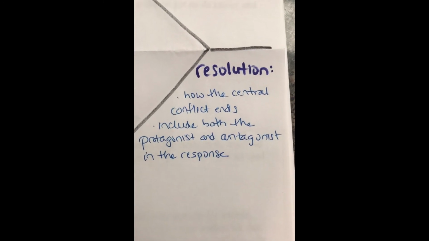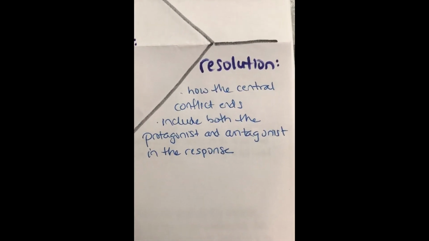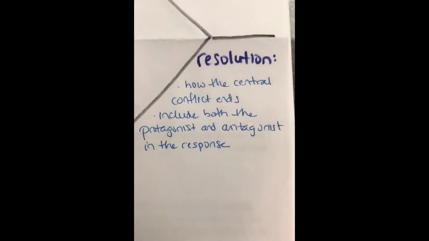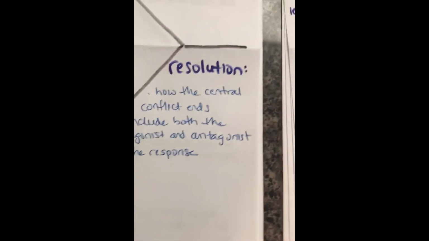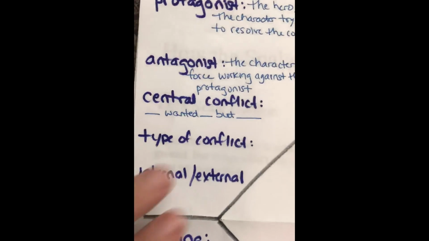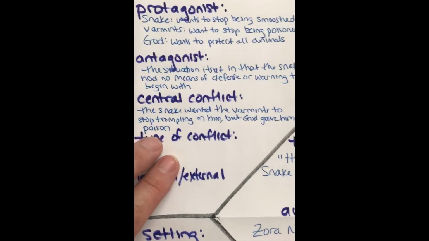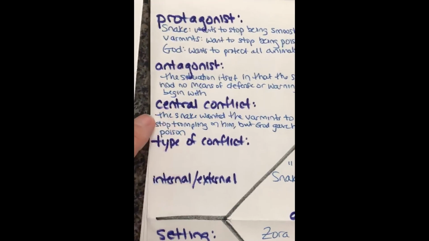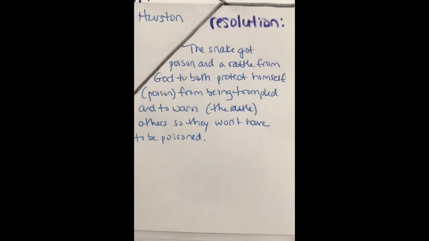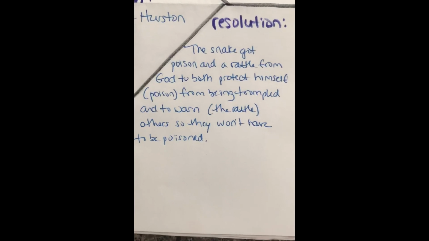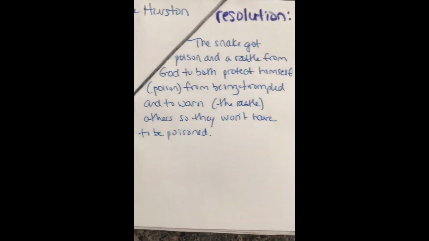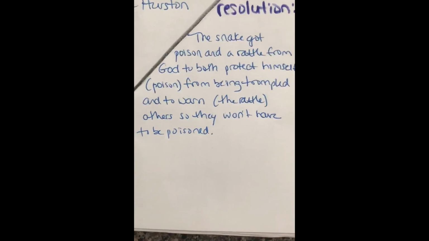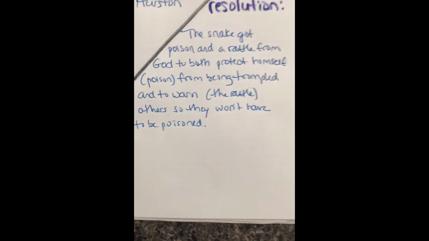Lastly, we have resolution. That's how the central conflict ends. Make sure you include both the protagonist and antagonist in the response. So look first back at our central conflict. Our central conflict for this story: the snake wanted the varmints to stop trampling on him, but God gave him poison. So how did this end? Well, the snake got poison and a rattle from God to both protect himself, with the poison, from being trampled, and to warn the others with the rattle so that they wouldn't have to be poisoned in case they did trample on him.